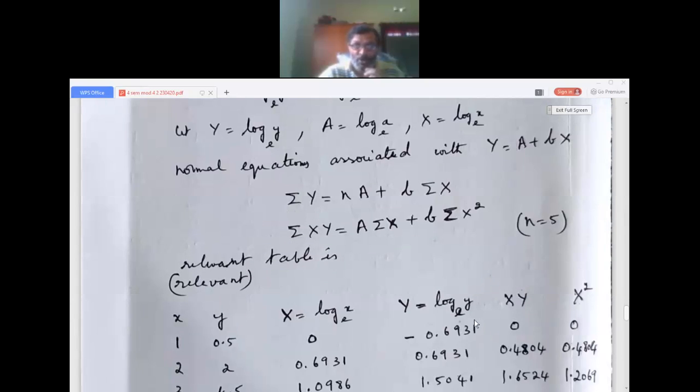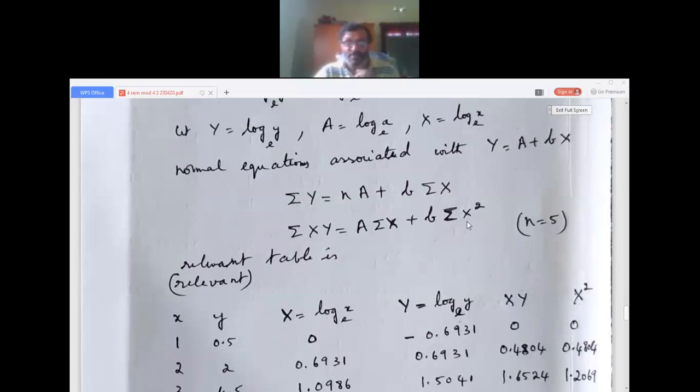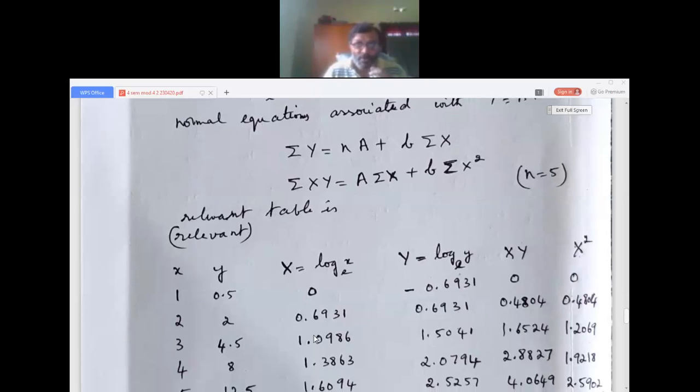For the relevant table, see what all you want. You want sigma Y, so Y will be there. You want sigma X, so X will be there. Note that these are capital letters, not small letters. To get capital X and capital Y, we need small x and small y. Then we need capital XY, then X squared, so sigma X squared. Here you have to use your calculator. A log table might or might not be given, but use your calculator to find the logarithm.